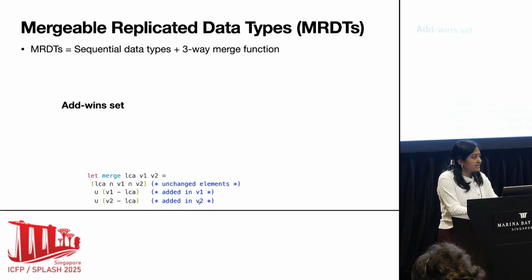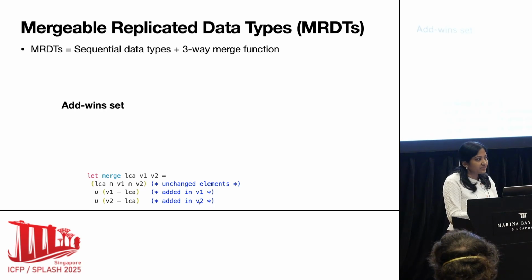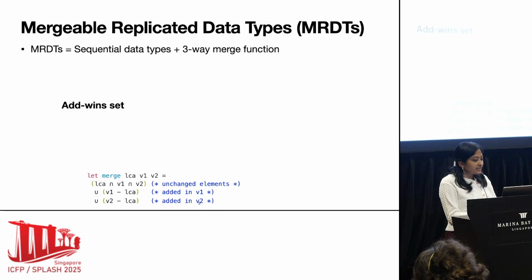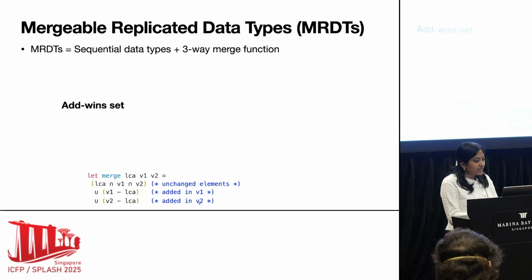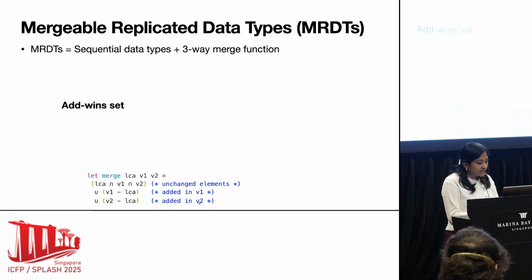For example, let us take an add-win set MRDT. This MRDT supports three operations: you can add an element to the set, remove an element from the set, and read the set. The three-way merge function for this MRDT is given here. It takes as input the LCA and the two versions that need to be merged, and it computes the union of the intersection of the elements at the LCA and the two versions. This set contains the unchanged elements, that is, the elements that were not deleted and unmodified. And then V1 minus LCA and V2 minus LCA are the newly added elements to the set. This is how we implement the three-way merge function.